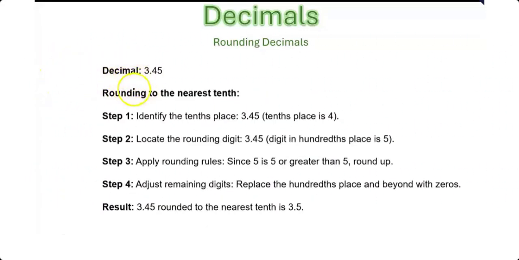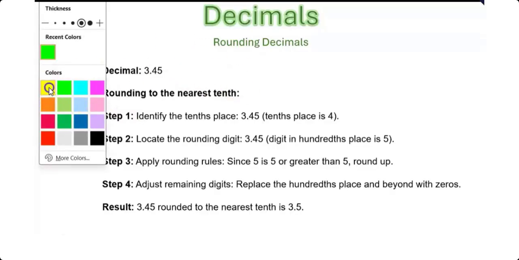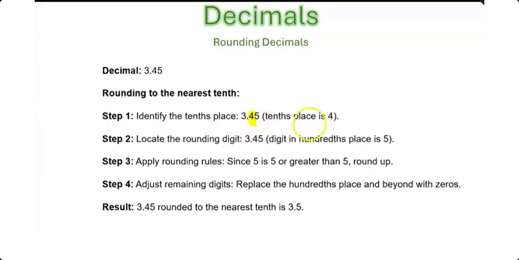Here we have the decimal 3 and 45 hundredths. It says to round to the nearest tenth. So step 1 is we have to identify the tenths place. Remember, if you don't know your place value, you're not going to get this right. So the tenths place is the 4.